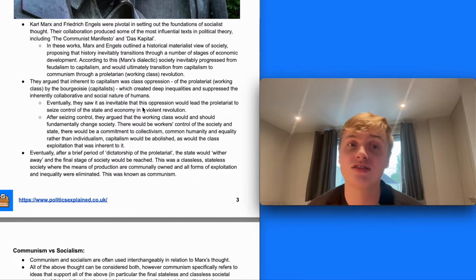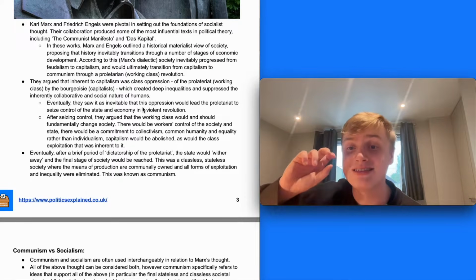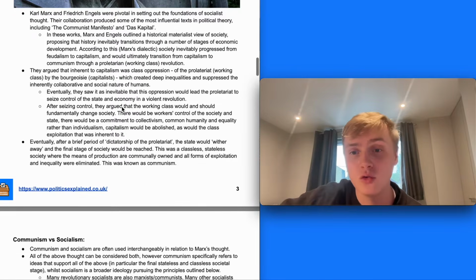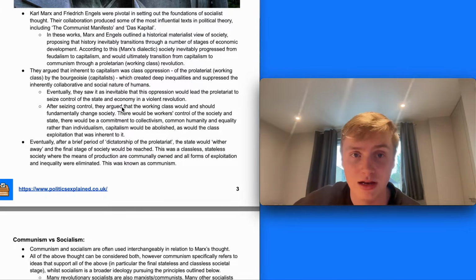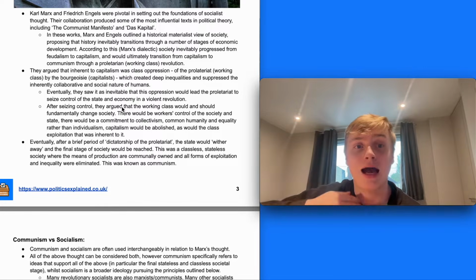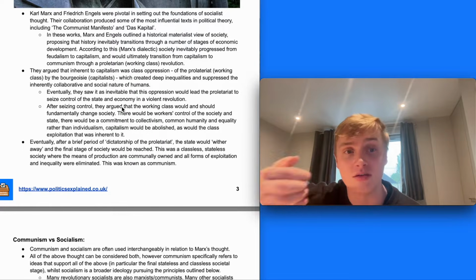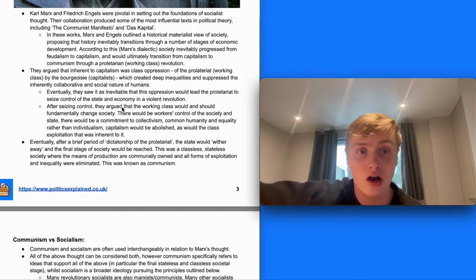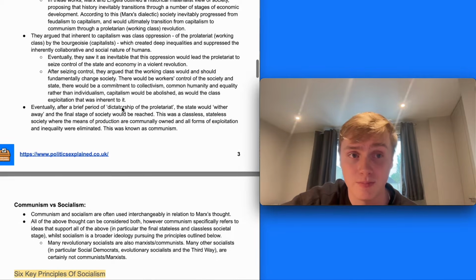And in these works, Marx and Engels outlined what you can describe as a historical materialist view of society. So they saw societal development over time as going through a number of stages of economic development. And they saw these stages as inevitable. They thought that society inevitably progressed from feudalism to capitalism, and ultimately would inevitably progress through socialism to the end goal, which is a communist society. And they thought this would happen through a working class revolution.